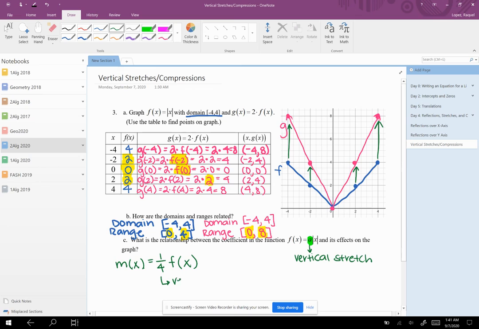Whereas if we have something like m of x equals, let's say, 1/4 f of x, this would be a vertical compression, and that would make our graph fatter. So when we multiply by a number that's bigger than 1, like 2 or 3, or even 1.5, we would get a skinny graph like the one in pink. And if we multiply by a fraction, then we get a vertical compression.